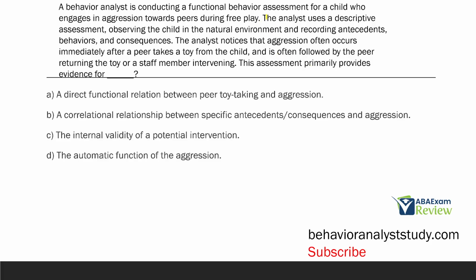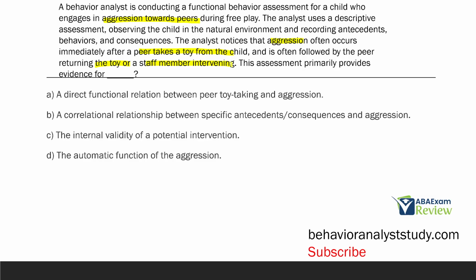Well, if we're conducting an FBA for aggression towards peers, and we're using a descriptive assessment where we're looking at the child and observing antecedents, behaviors, and consequences, are we actually intervening here? No. Are we conducting a functional analysis? Are we actually manipulating antecedents and consequences? No. It's a descriptive assessment. We're just observing. Now, the analyst notices aggression occurs when? After a peer takes a toy from the child and is followed by the peer returning the toy or a staff member intervening. Have we noticed a functional relation? We have not.